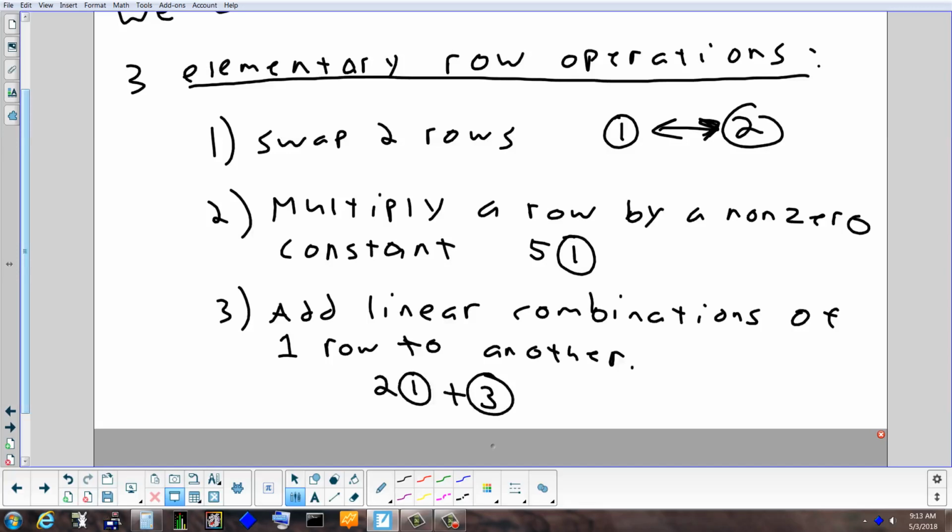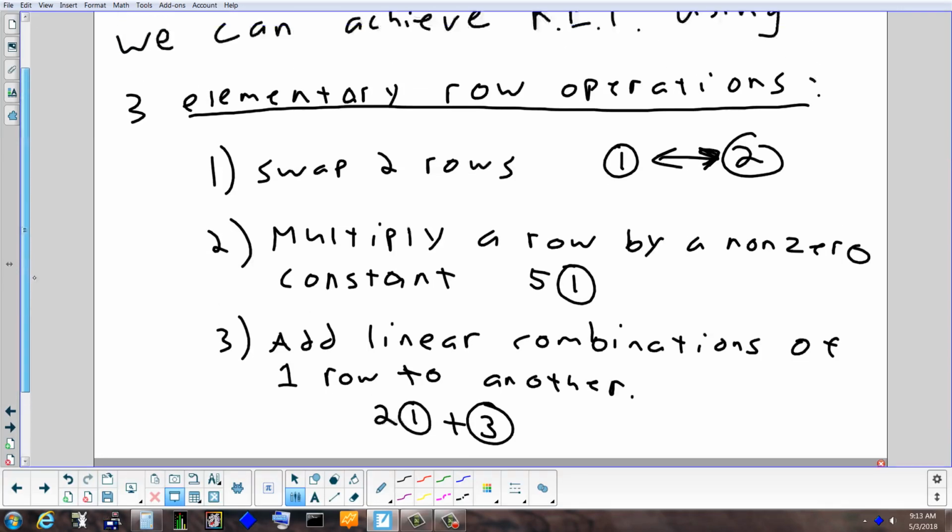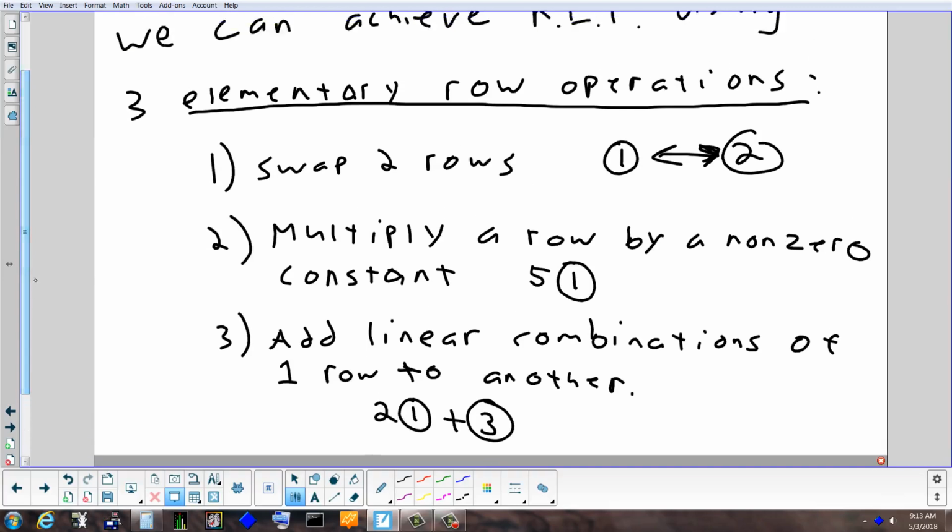Okay, so you can't swap columns, definitely can't do that for what we're doing. But you can swap rows. Questions on the 3 elementary row operations? All right.